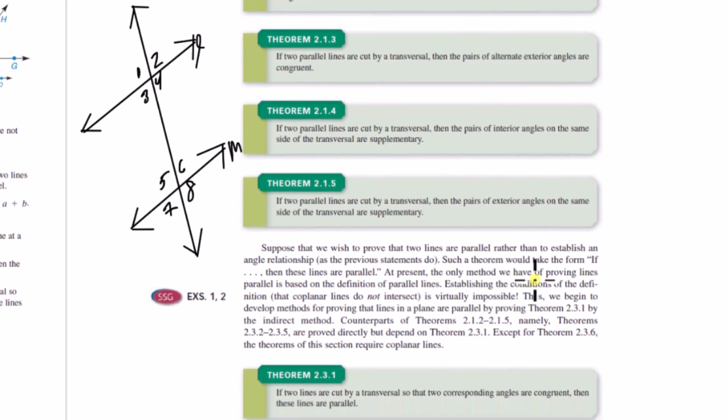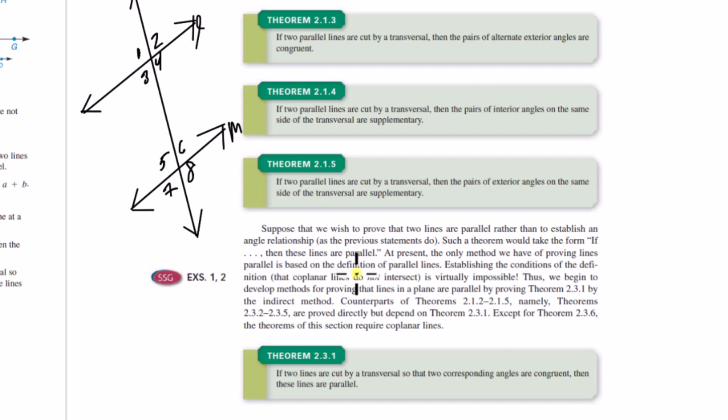At present, the only method we have of proving lines parallel is based on the definition of parallel lines. Establishing the condition of the definition that coplanar lines do not intersect is virtually impossible. Right, so you see what they're saying here. If we wanted to think from scratch about how we can prove that two lines are parallel, we could start with the definition of parallel: you have two lines, they're contained in a unique plane and they don't intersect. But establishing the conditions of that definition, that you have coplanar lines that don't intersect, how could you prove that, just as it's stated?